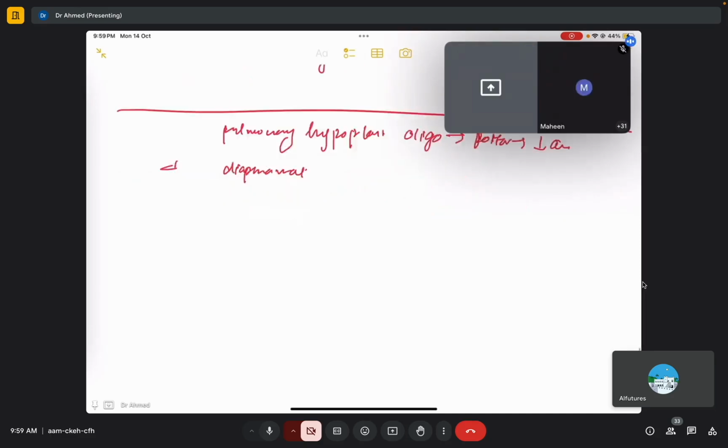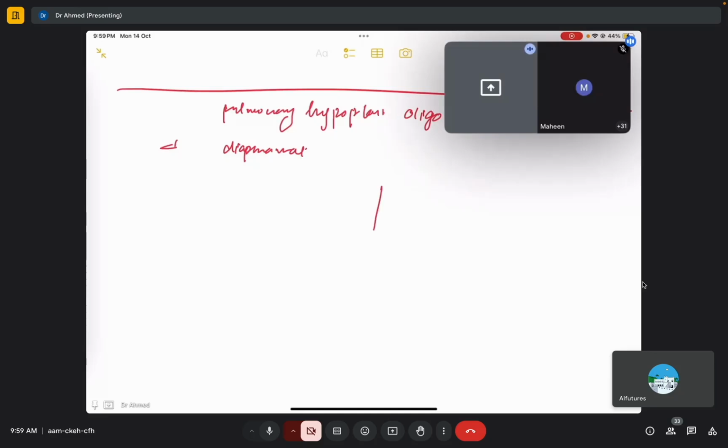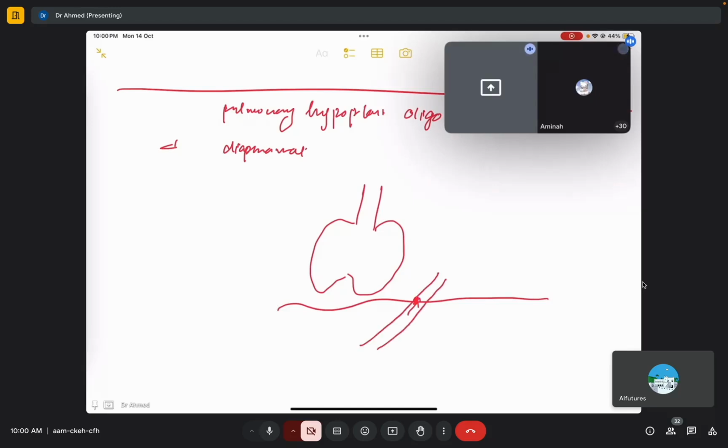Okay, so what basically happens in diaphragmatic hernia? For example, these are your lungs, and this is your diaphragm. So for example, if we have a hernia here, it means all of the content from the abdomen is going to come into the thorax, and it would simply compress the lungs. So if you have external compression over the lungs, it means they won't develop well.